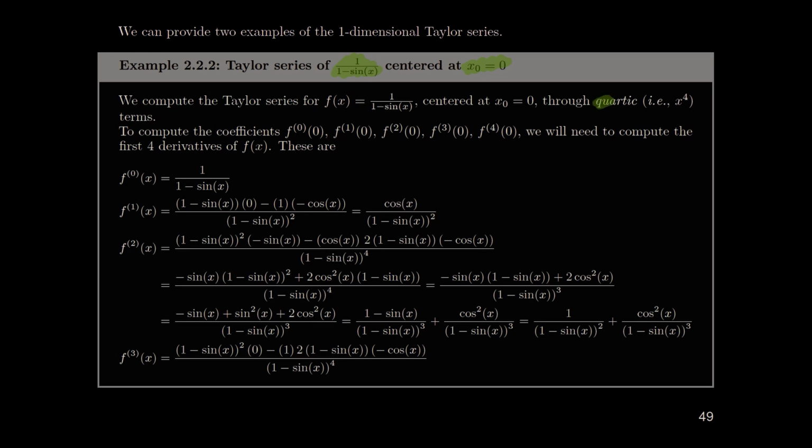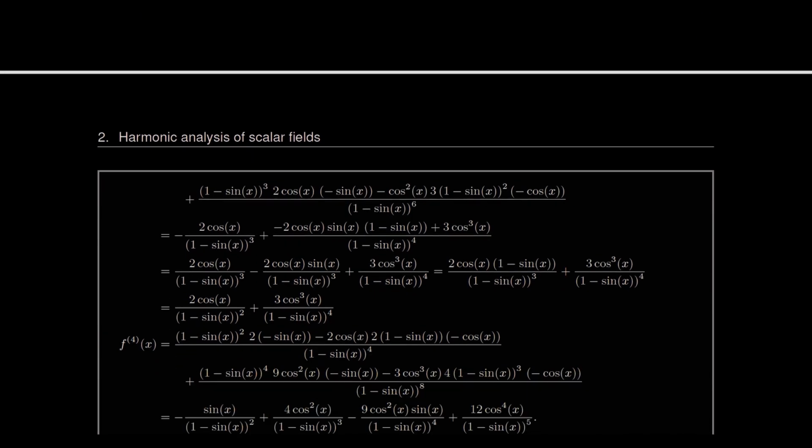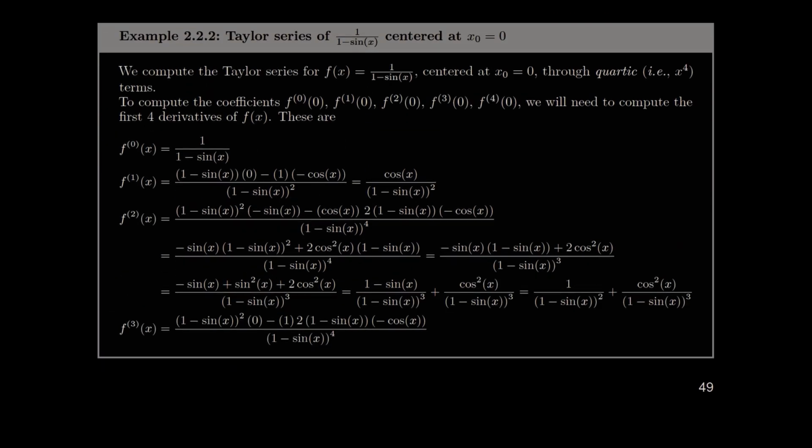We want to do this through quartic terms, so x to the 4th power. So we're going to find this Taylor series centered at x equals 0 through quartic terms. I'm not going to go through all these computations with you, but the idea is that if we're going through quartic terms, we need derivatives of f through the 4th derivative. So we're going to compute 4 derivatives of f.